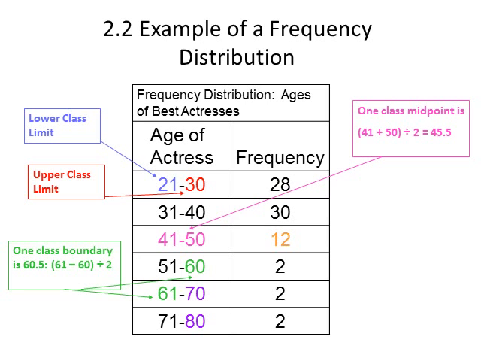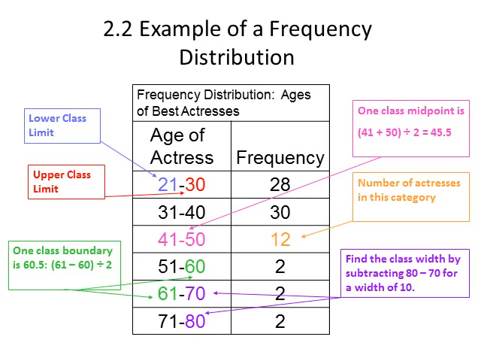A midpoint. How do we find the midpoints of each class? Well, what we do is we add the lower number with the upper number, and we divide it by 2. So 41 plus 50 is 91, and 91 divided by 2 is 45.5. So 45.5 would be the midpoint of that particular class. And then we have our frequencies, which are listed in the second column of the table. And so the number 12 indicates that there are 12 actresses who were aged 41 to 50 that got the Oscar for Best Actress. Another value that you'll be able to calculate is the class width.